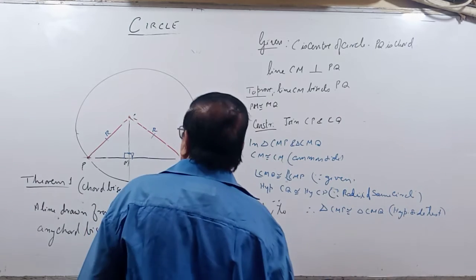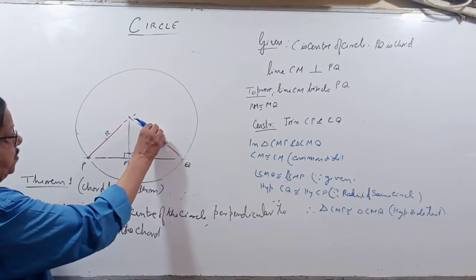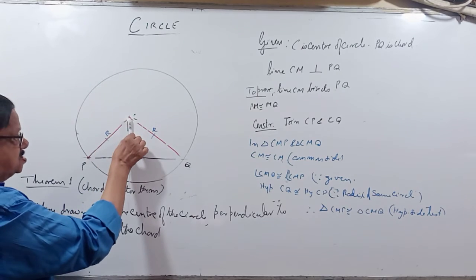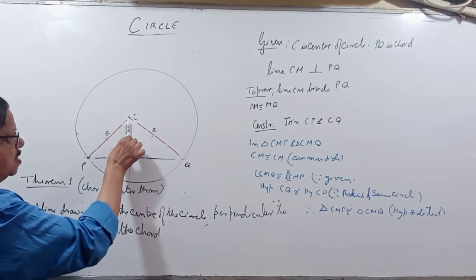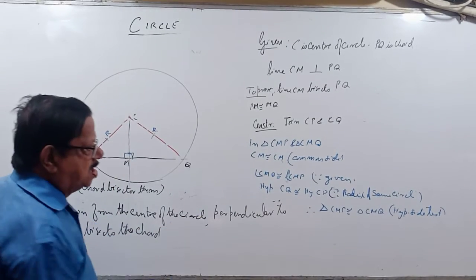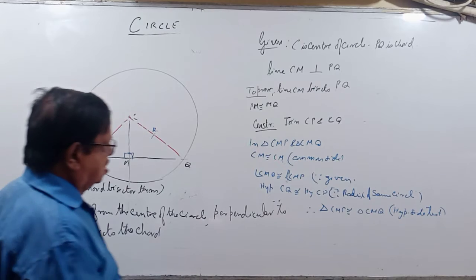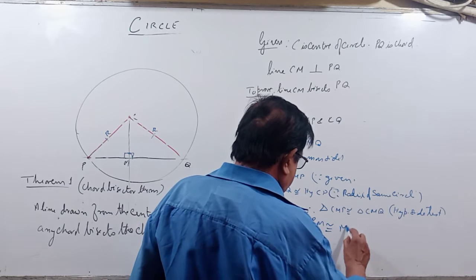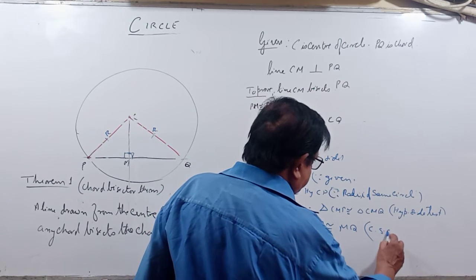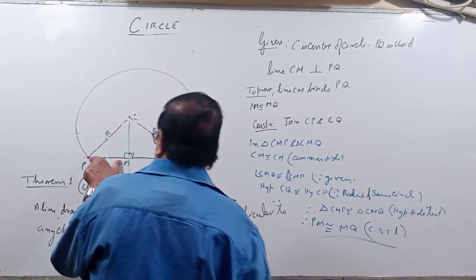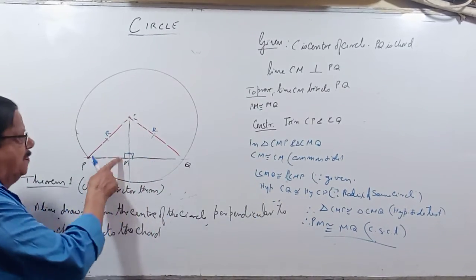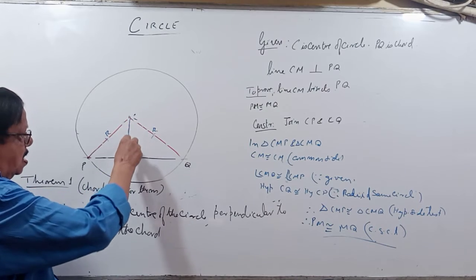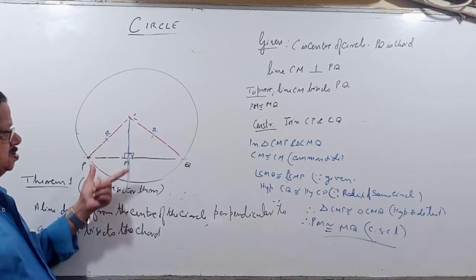So we have got this hypotenuse congruent to this hypotenuse, this side congruent to this side. Therefore, hypotenuse and side congruent to hypotenuse and side. Hypotenuse side test. The two triangles are congruent. Therefore, PM congruent to MQ, corresponding sides of congruent triangles. So we have proved PM congruent to MQ. That means M is the midpoint of PQ. So we have proved that a line drawn from the center of a circle perpendicular to any chord bisects the chord.